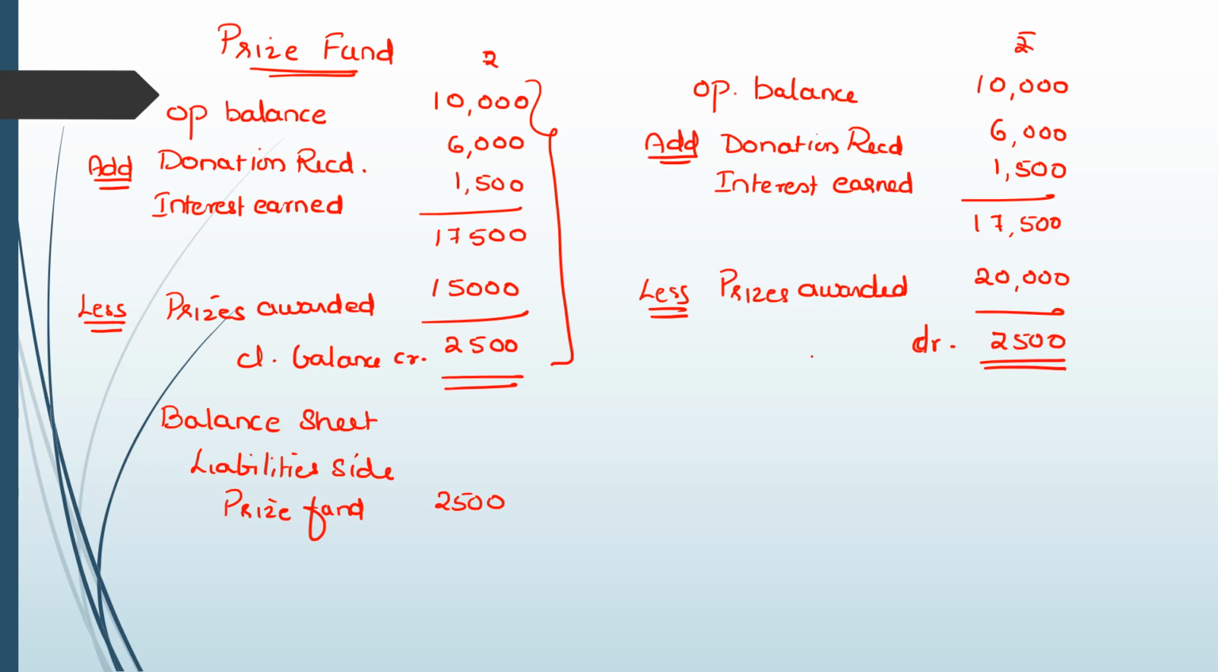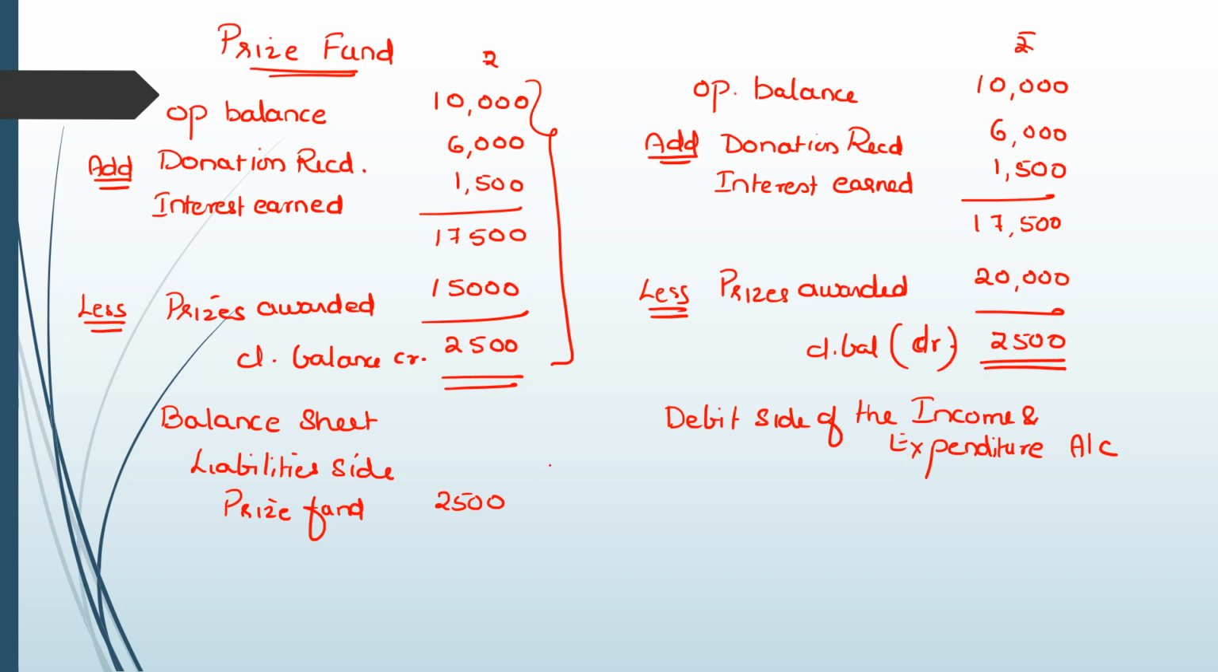Now when there is a closing balance which is a debit balance, then under such circumstances, this would be put on the debit side of the income and expenditure account. So in the income and expenditure account on the debit side, which is the expenditure side, this extra amount which has been spent would be put as prizes awarded. It would be on the debit side.